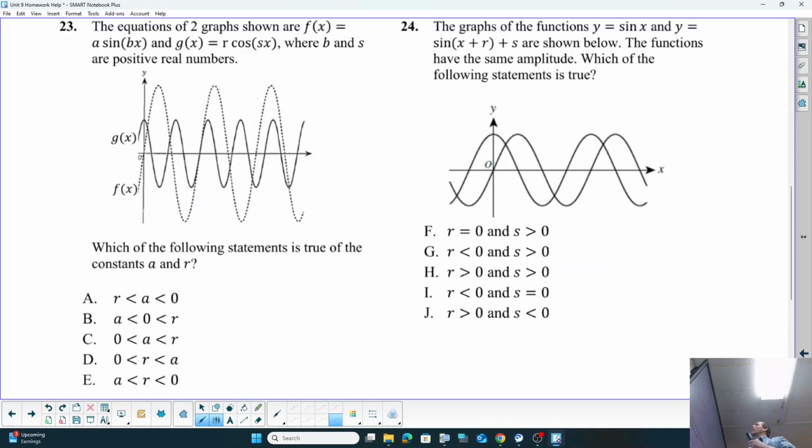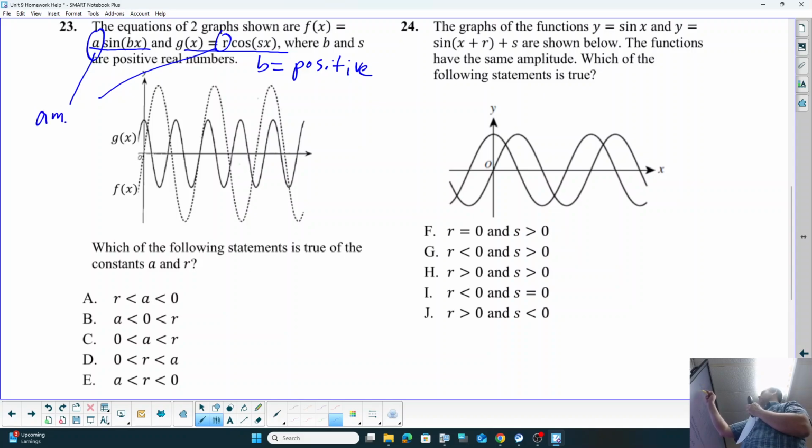Two graphs are shown, sine bx and cosine bx, where b and s are positive real numbers. Positive real numbers, that's our b value. Okay, good. Which of the following statements is true of the constants a and r? So a and r are what? What are those again? Do you remember? So a and r are the amplitude, right?